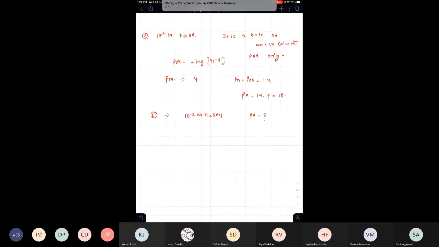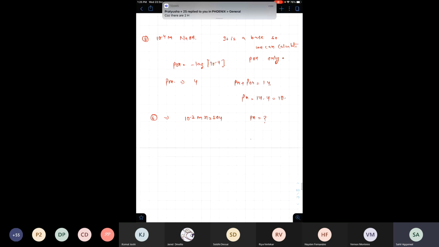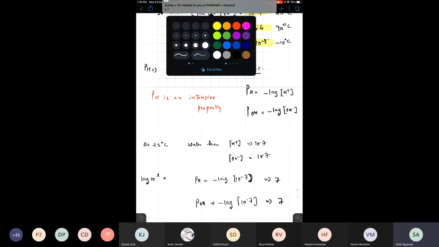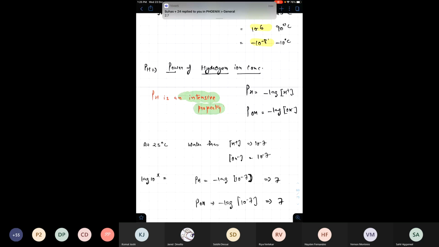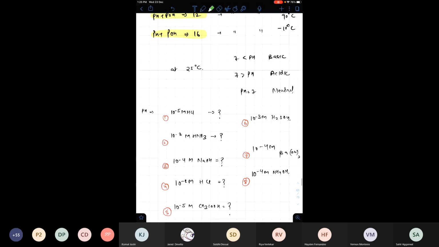Oh, I think you have solved it. Let's see. Okay, then listen to it carefully. You cannot add, subtract, multiply, divide pH. कोई बिकॉज नहीं आएगा उसके अंदर. All of you understood this? So I have written here, it is an intensive property. All of you understood this?